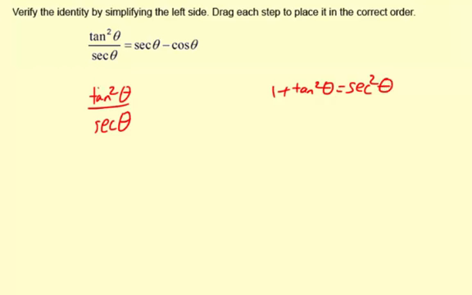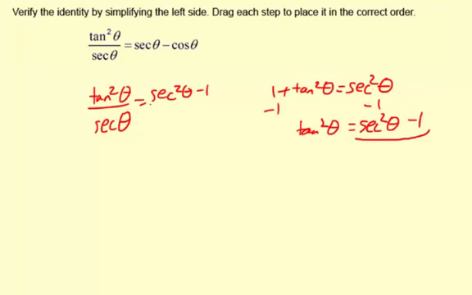Okay, so if I want to do a substitution for this tangent squared theta, I have to do a little algebra over here. I need to solve this for tangent squared theta, so I'm just going to subtract 1 from both sides. That's going to be tangent squared theta equals secant squared theta minus 1. So that means I can use secant squared theta minus 1 instead of tangent squared theta. So equals secant squared theta minus 1 over secant theta.